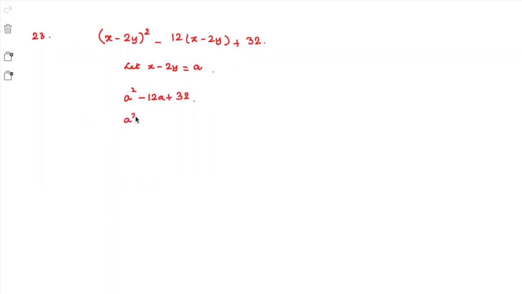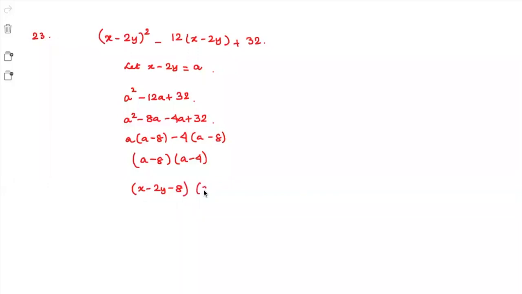A square minus 8a minus 4a plus 32. I take a common, a minus 8, minus 4 common, a minus 8. So we have a minus 8 into a minus 4. Now what we took a as, we will replace that. So it will become x minus 2y minus 8, x minus 2y minus 4.